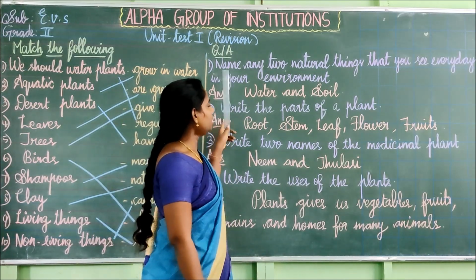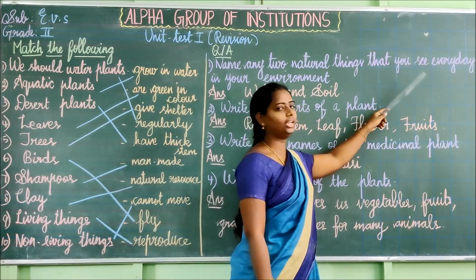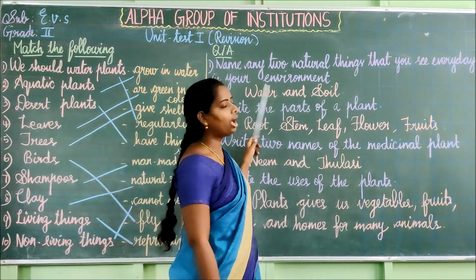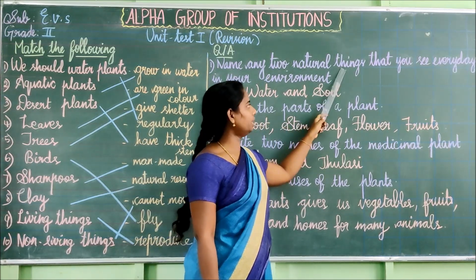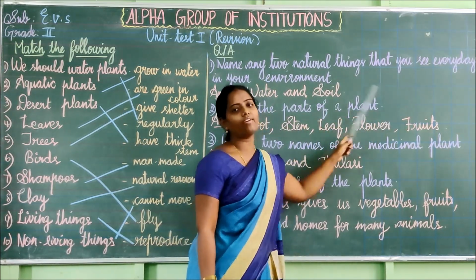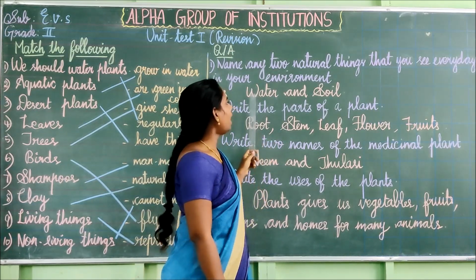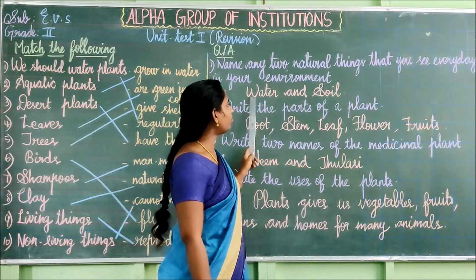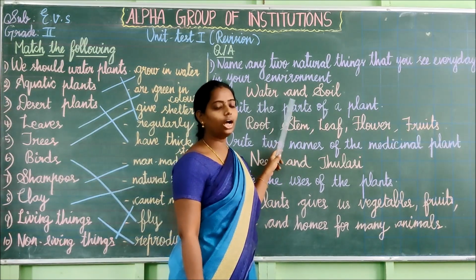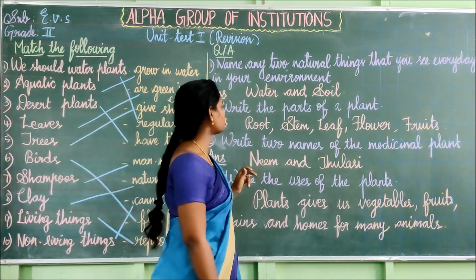See, name any 2 natural things that you see every day in your environment. The answer: water and soil. Water, W-A-T-E-R, water, and A-N-D, and soil, S-O-I-L.